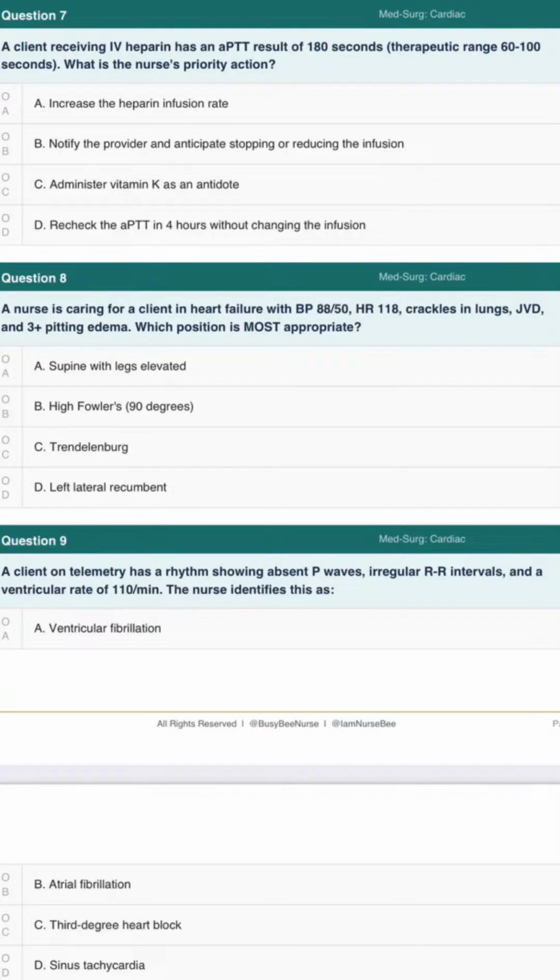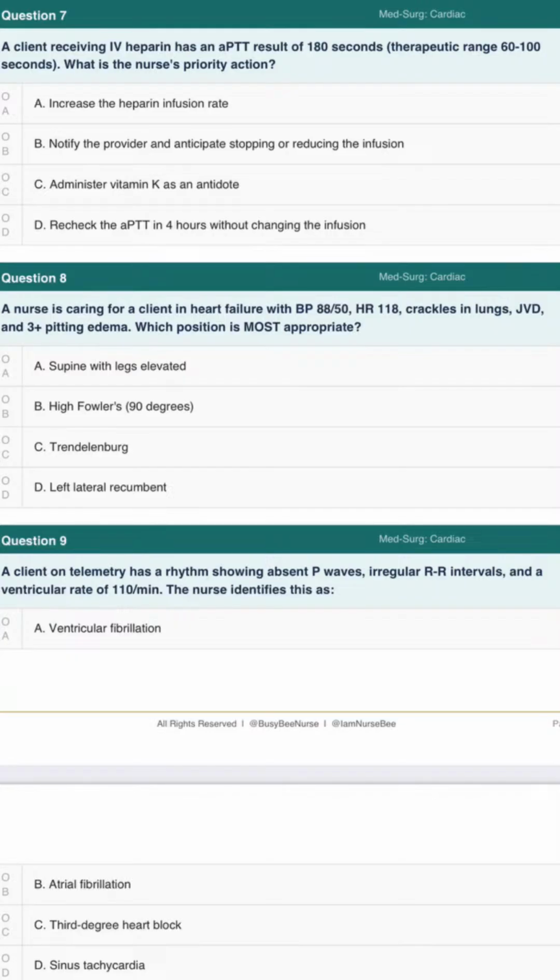Alright, and the answer is going to be B. Notify the provider and anticipate stopping or reducing the infusion rate. We always do this on the floor. This is very important that you do B. Notify the provider and stop or reduce the infusion rate.